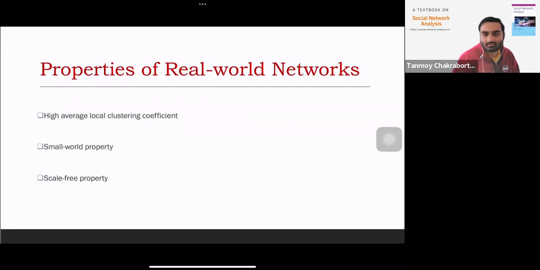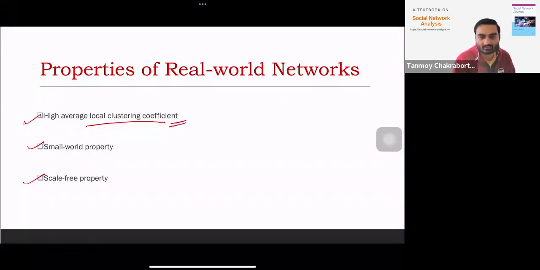So now, what are the typical properties that you would like to preserve in a synthetic network? You would like to preserve these three properties because they are universal across all sorts of real world networks. The first property is a high average local clustering coefficient. Local clustering coefficient we have already discussed: the number of actual edges among the neighbors divided by the possible number of edges among the neighbors, right? In most real world networks, we have seen that the local clustering coefficient is pretty high. So this should be preserved in your synthetic network.